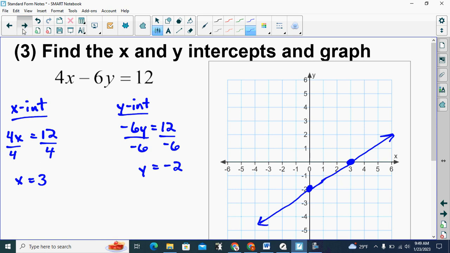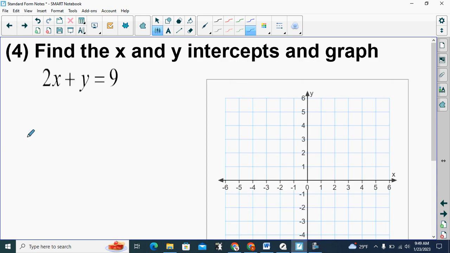Question number 4, similar problem. Find the x-intercept and the y-intercept and use that information to graph. So again, x-intercept, put in 0 for y. The equation that's given says 2x plus y equals 9. If I put in 0 for y, I get 2x equals 9.